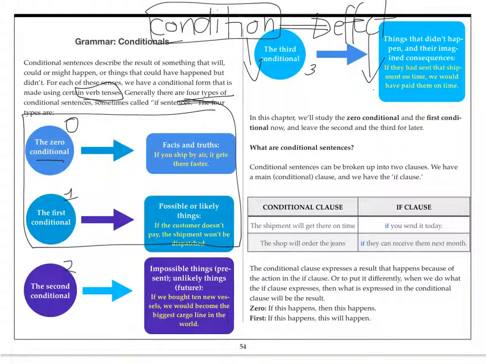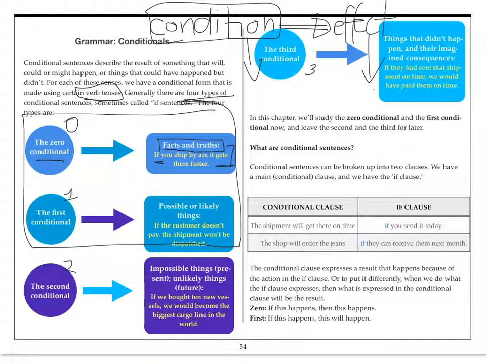Now, the zero conditional we use when we want to talk about things that are facts or things that are true. For example, if it's hot, ice melts, right? That's a scientific fact. The hotter it gets, the higher the chances that ice will melt. If you ship by air, it gets there faster, right? And this is a kind of a truth.